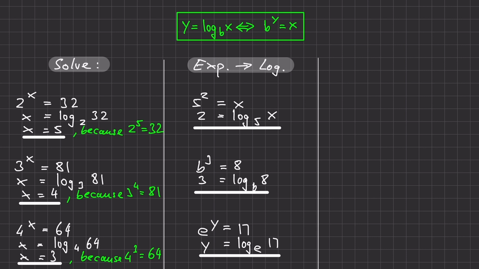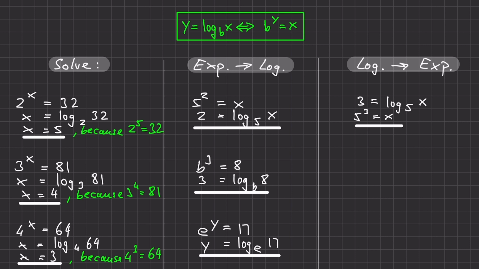Now we are going to change the logarithmic form into the exponential form. So how can we write the equation 3 equals log base 5 of x in its equivalent exponential form? We use the fact that y equals log base b of x is equivalent to b raised to the power of y equals x. So 5 cubed equals x. What about 3 equals log base b of 64? b is the base and the 3 becomes the exponent. So we get b cubed equals 64.